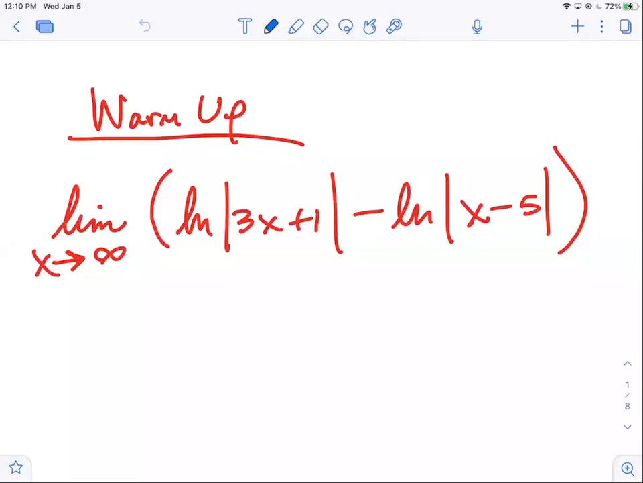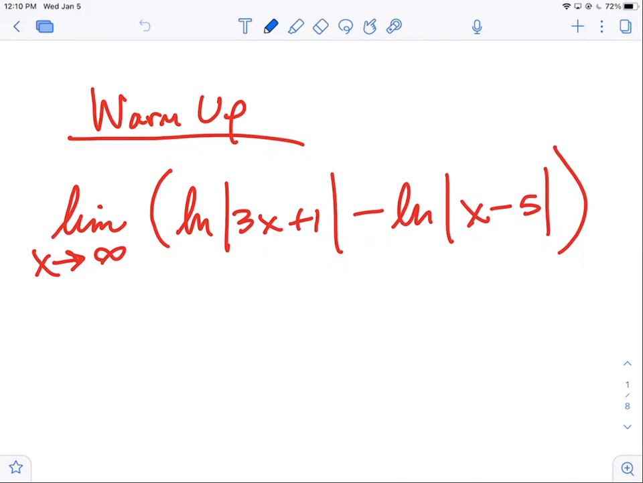All right, so we're evaluating this limit. Number one first. You've got the limit as x goes to infinity of the log minus the log. If you plug infinity into the first term, 3 times infinity is infinity, infinity plus 1 is infinity, the absolute value is infinity. What is the natural log of infinity?